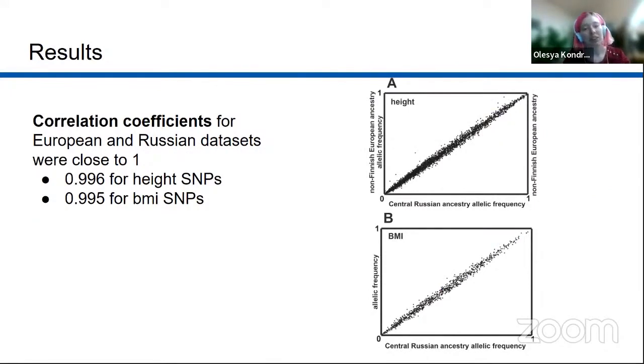The comparison of European and Russian cohorts based on the frequencies of previously mentioned SNPs is shown on the slide. The correlation coefficient for both data sets was close to 1, which points to the overall genetic similarity in terms of common SNPs, despite a clear ethnic heterogeneity among Europeans.